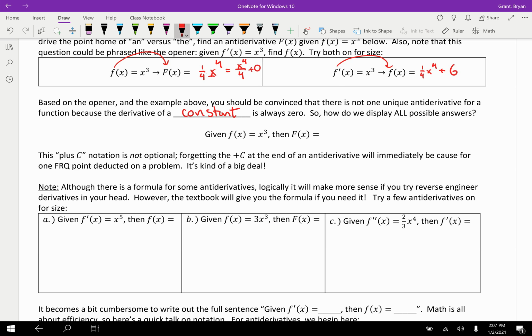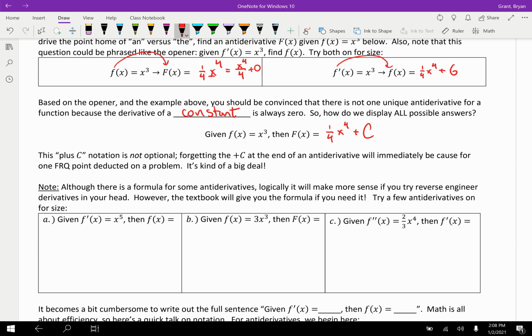We actually have a different way to represent all of the antiderivatives. It's a general form, not a specific single equation. The way we do it is we say the antiderivative of x cubed is 1/4 x to the 4th. But then at the end, we don't put a 6 or a 0 or whatever. We just put a capital C, where you can think of C standing for a constant. So we do actually have to put that plus C for any antiderivative in this case. It's not optional. If you forget to put the plus C, and this is a free response question on the AP exam, you automatically lose a point. Kind of a big deal.